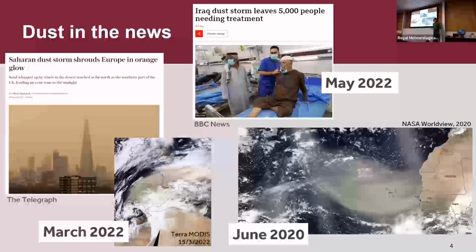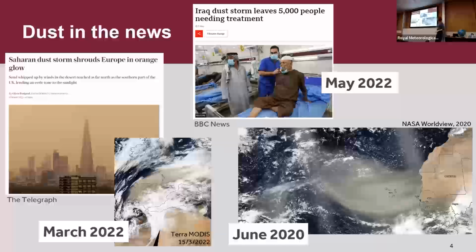And then again, some more things that you might remember. This was earlier this year, the dust came up and over Europe, and we saw it was really bad in Spain and France. And this is London here with the Shard. Even in London, we had quite a lot of dust.